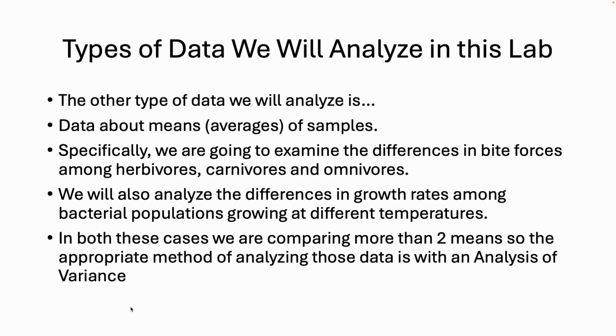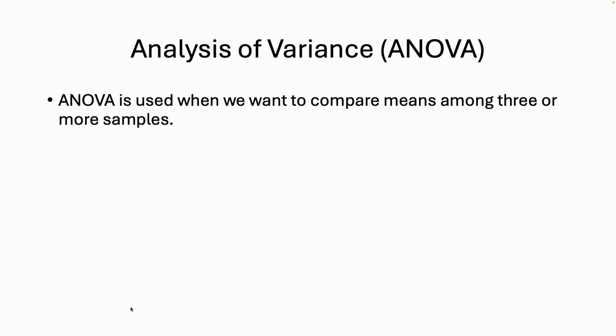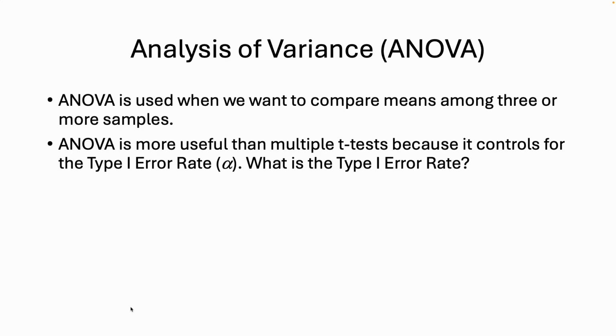In the past, what we've done is we've relied on the fact that most people have conducted a t-test probably at some point, and we did multiple t-tests, but that's actually not the appropriate way of going about it. ANOVA is used when we want to compare means among three or more samples. It's more useful than multiple t-tests because it controls for type 1 error rate.